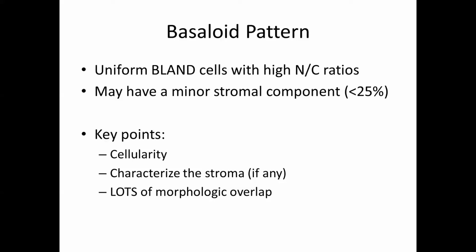So we don't have a lot of stromal material. We just have uniform, bland cells with high N/C ratios. And again, this is the trickiest pattern for us to deal with, in my experience. Key points you're going to want to address are the cellularity and the character of the stroma, if there is any at all. Just recognize that within this category there's lots and lots of morphologic overlap, so a lot of the time you're not going to be able to reach a definitive diagnosis.